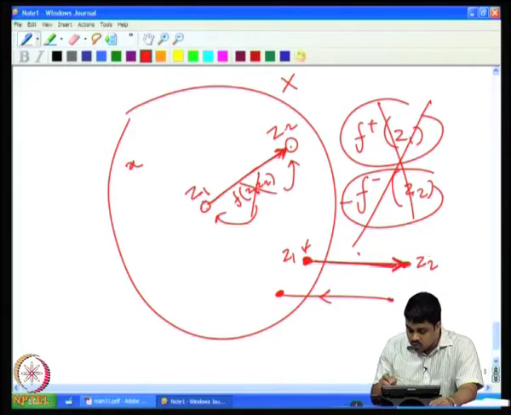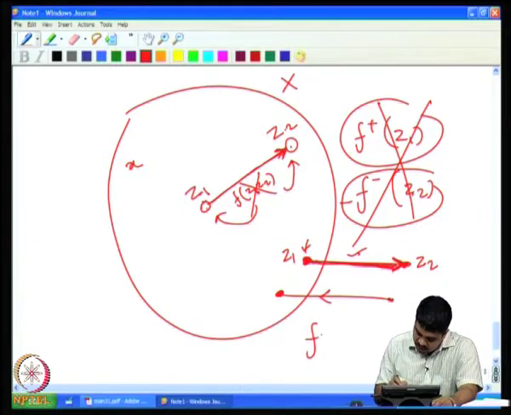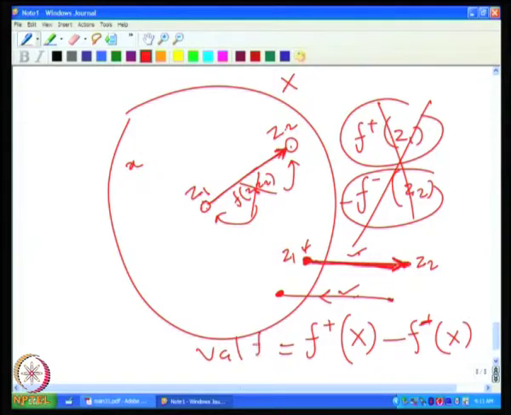So, for all the outgoing edges from the entire set x, their values will remain as positive, and on the incoming edges, whatever is there will remain as negative. Therefore, when you sum up these contributions, we will get f plus of x, and when you sum up the contributions from these incoming edges, we will get f minus of x. So, that is exactly the value of f. Value of f is the sum on the other side, right. So, this is what we get.